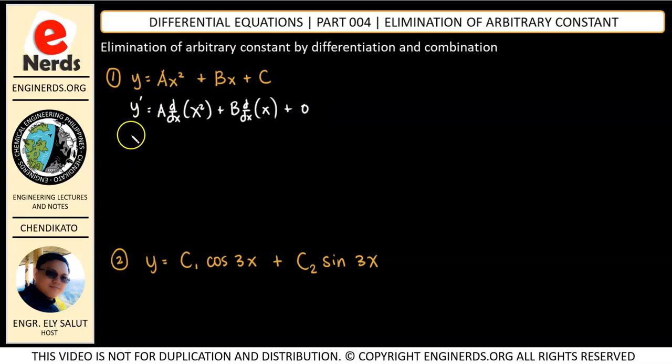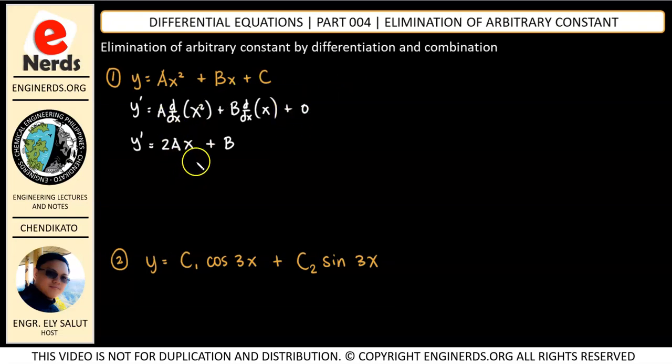Okay, so that means in here we have our y prime is equal to the derivative of x squared, which is 2x, right? So we have 2ax plus the derivative of x, which is 1. Then we have b. So as you can see, na-eliminate natin itong isang constant natin after getting the first derivative. Okay, so that is why I said this is isolation of constant. Kasi may naka-isolate tayong constant, and by taking its derivative, na-eliminate natin siya.